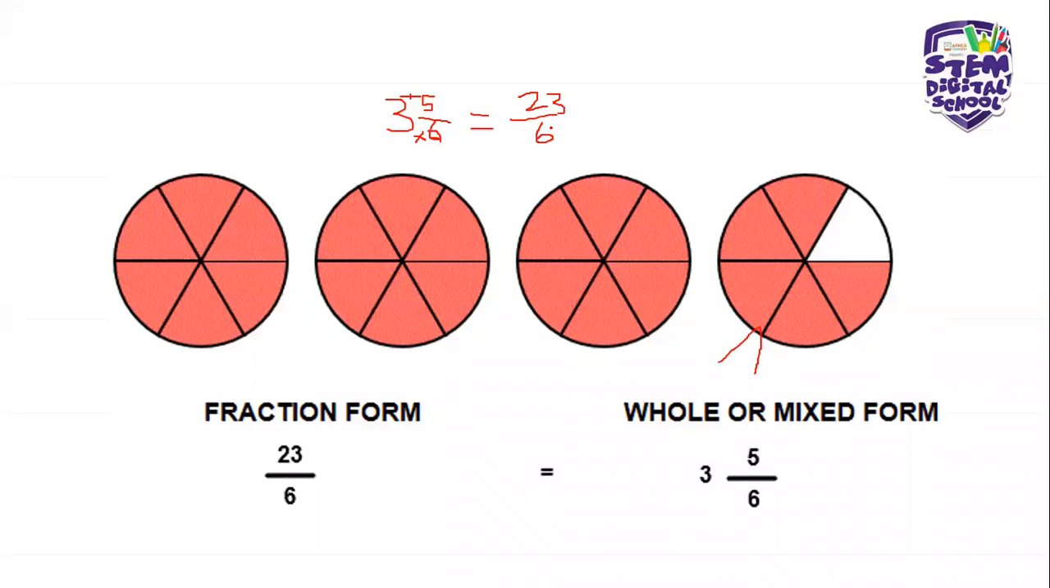So the denominator stays the same. It's just that when we multiply the whole number times the denominator and add the numerator, we're actually finding the numerator of our improper fraction.